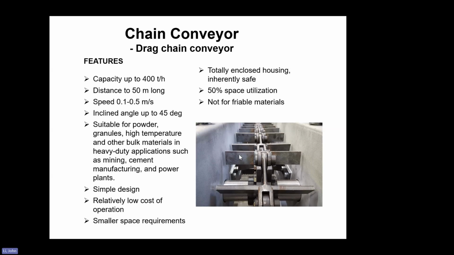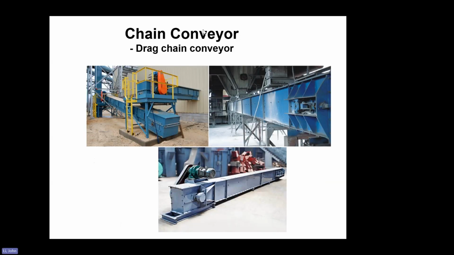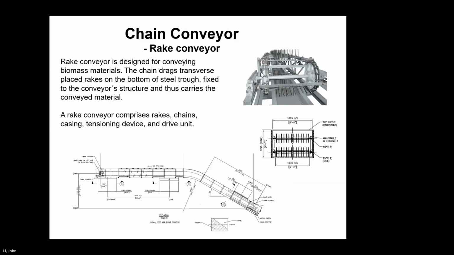I will introduce that next. So this attachment can be many types of shape depending on what materials. This picture shows the application for this drop chain conveyor. So you can see all are enclosed, small and short, and it can be installed inclined. So this is called a rake conveyor, mainly for biomass materials.